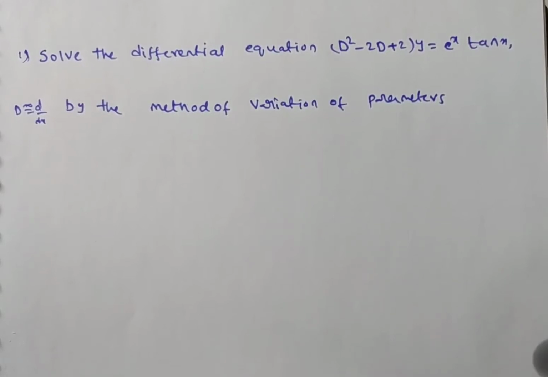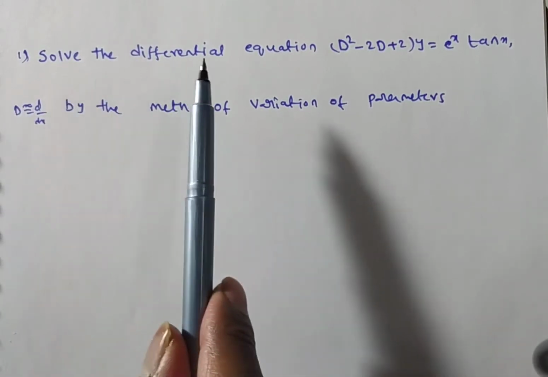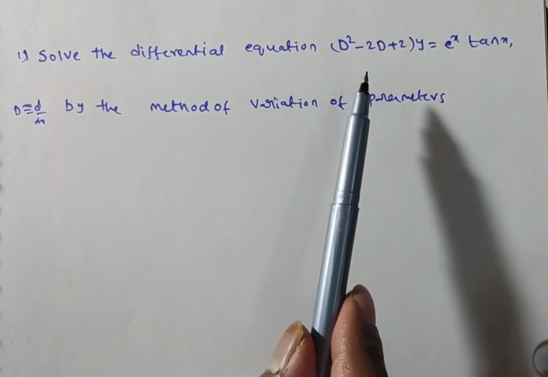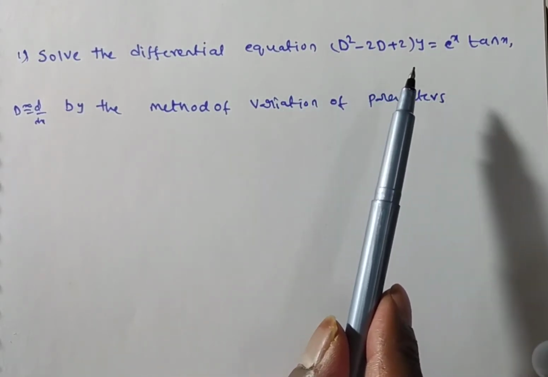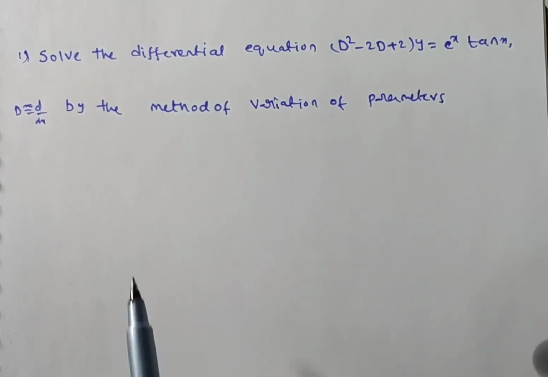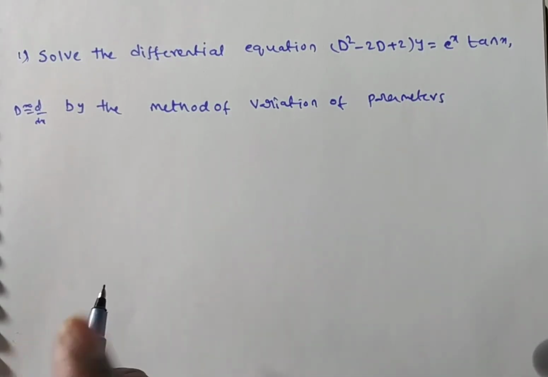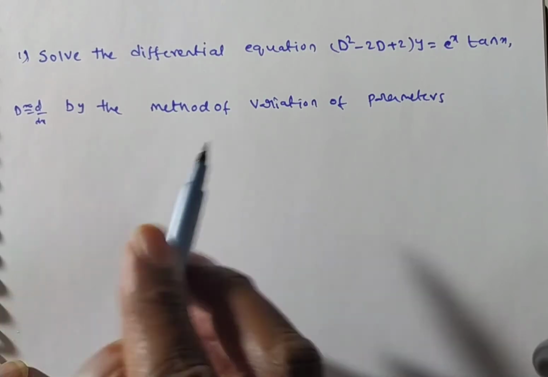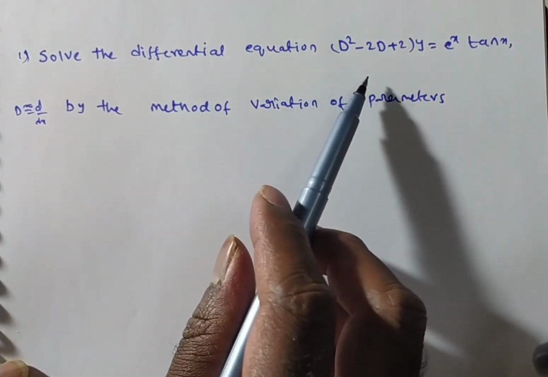Hi friends, in this video we are solving a problem on the method of variation of parameters. The given problem is: solve the differential equation (D² − 2D + 2)y = eˣ tan x by the method of variation of parameters. Friends, you see it is given in the operator form.